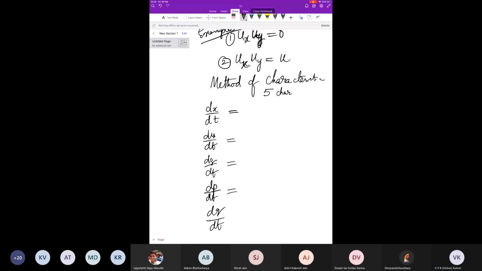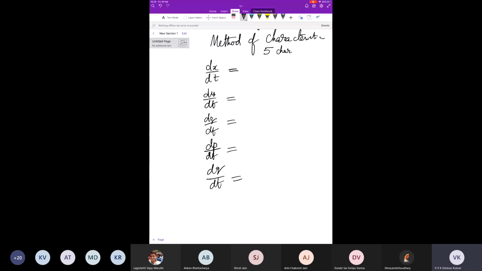So how do we obtain these? dx by dt is equal to P, dy by dt is equal to Q, and dz by dt is equal to pFp plus qFq. Okay.